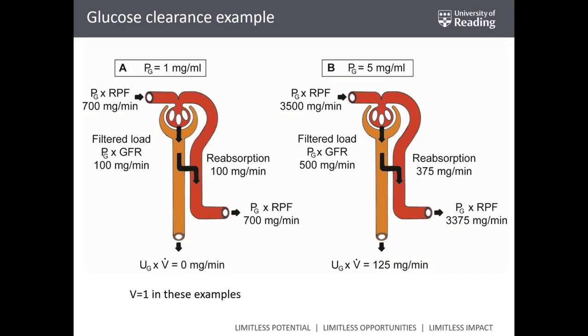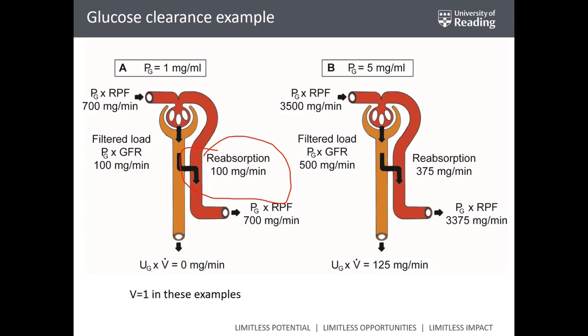Now, glucose, and this is very important, you need to remember it, gets completely reabsorbed. Okay, well, at least in a working organism. So if the filtered load is 100 milligrams per minute, the reabsorption of glucose is 100 milligrams per minute. So the concentration of glucose in the urine is 0 mg per minute. And for simplicity, let's say that the renal perfusion rate, in this case, the V, is equal to 1.